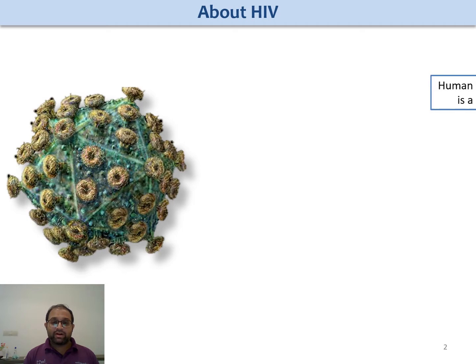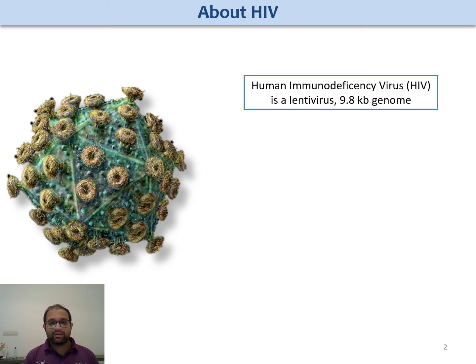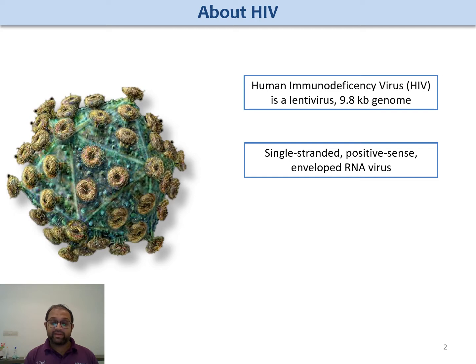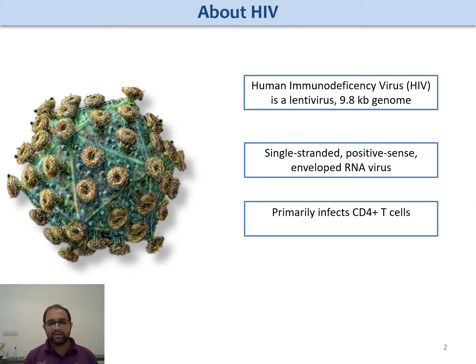As a brief introduction, HIV, the human immunodeficiency virus, is a lentivirus and has approximately a 9.8 KB genome, so it is a relatively small virus. It is a single-stranded, positive-sense, enveloped RNA virus, and by virtue of having an RNA genome, it is capable of mutating fairly quickly in response to host pressures as well as drug resistance pressure.